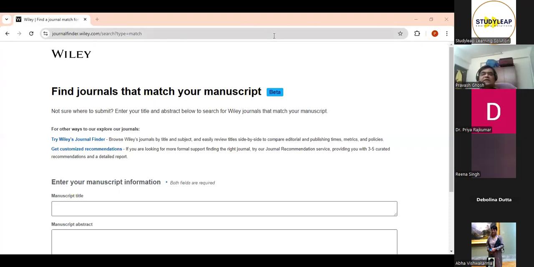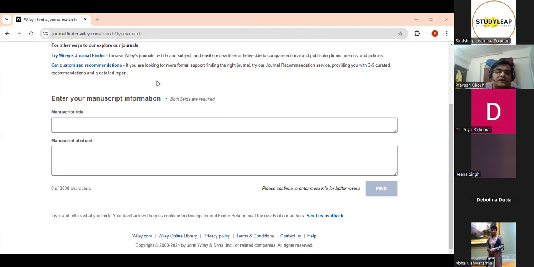So first we have seen Elsevier, now Wiley. If you want, I can go on showing you, but I will miss the other topics. So I think two is fair enough. Let me show you what other options they are giving for the researcher. Please see here what they are telling.